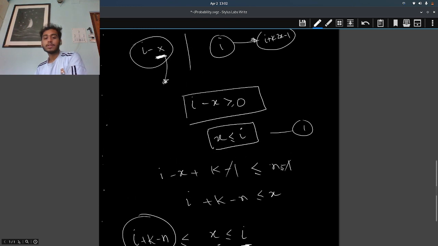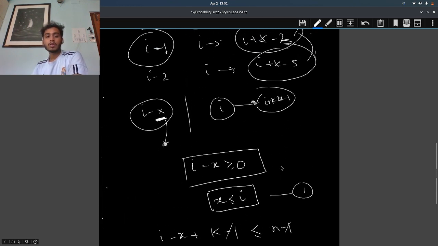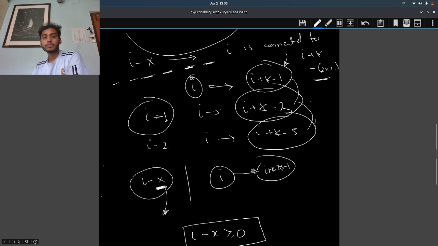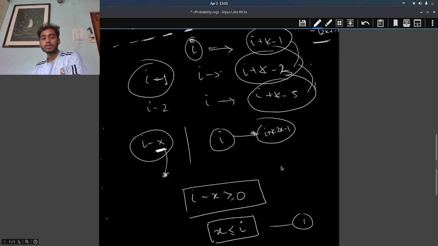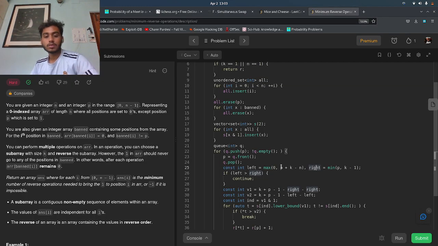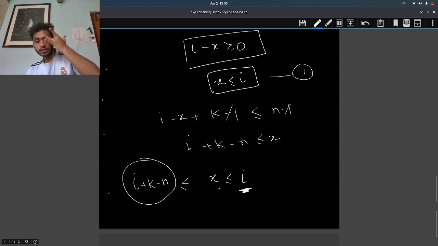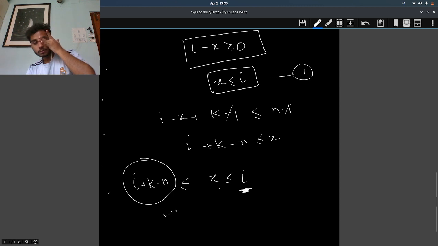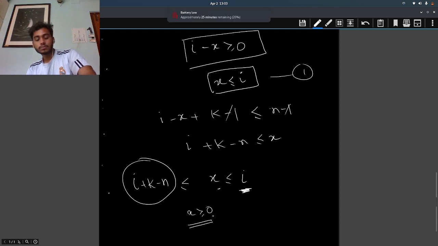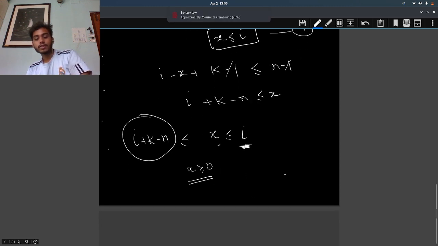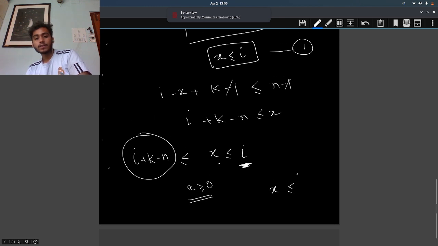I plus k minus 1. Also we have to see that this is fine. I plus k minus n, and also x is greater than or equal to 0, that is fine, right? x is greater than or equal to 0 and x is less than or equal to k minus 1.